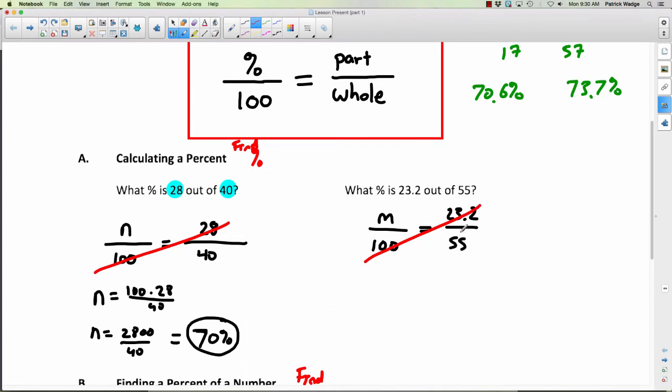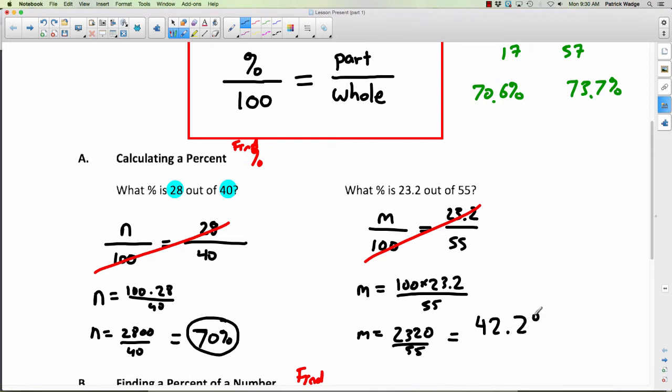You're going to multiply those and divide by 55. So you get M equals 100 times 23.2. Maybe I should put a times sign because of that decimal. And then we're going to divide by 55. Well, the top's easy. Multiplying by 100, you move it over two spots, so you're going to get 2,320 divided by 55. I'm going to use a calculator for this one. It ends up being 42 point, and a long decimal, I'll just do it to one decimal place, 42.2% is the answer. Okay, so that's one type of percent question when you're finding the percent.